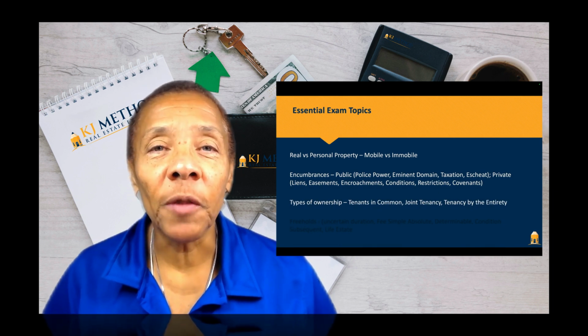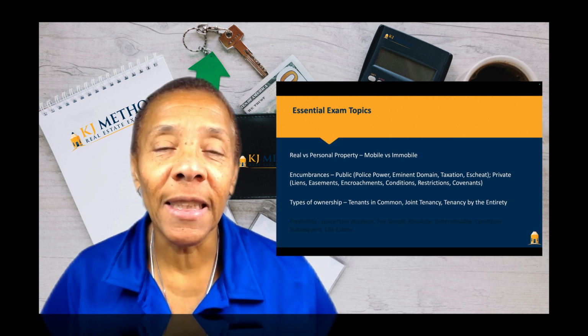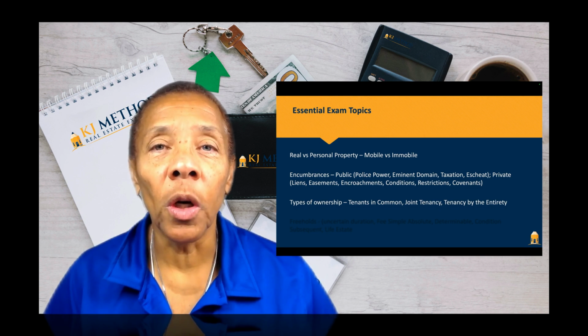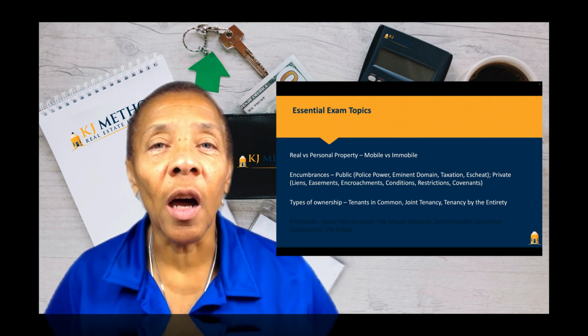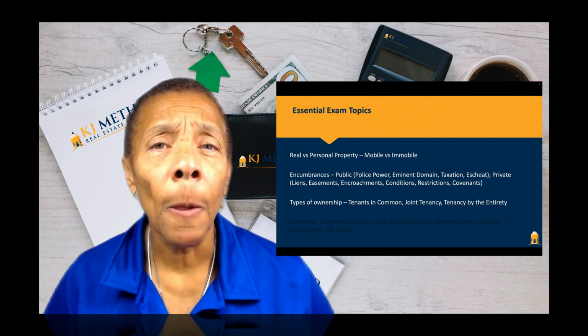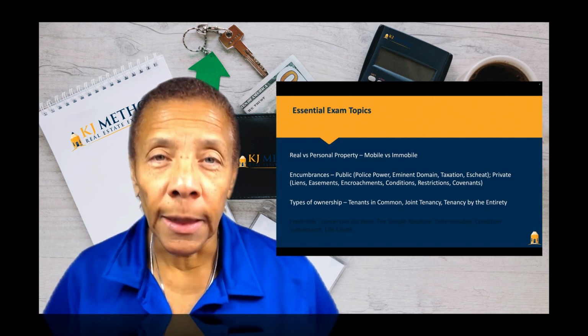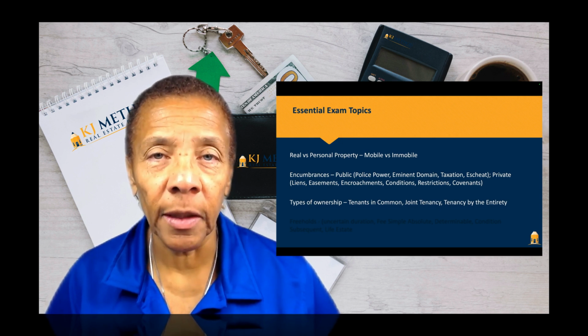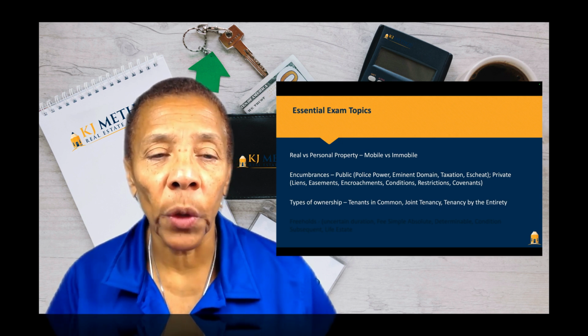The next one, types of ownership. You want to know the difference between a joint tenancy and a tenancy in common. Tenants by the entirety, those are the big ones. They do also test other concurrent forms of ownership like partnerships, limited partnerships, but generally tenants in common, tenants by the entirety, and joint tenancy. You want to know the differences between those.